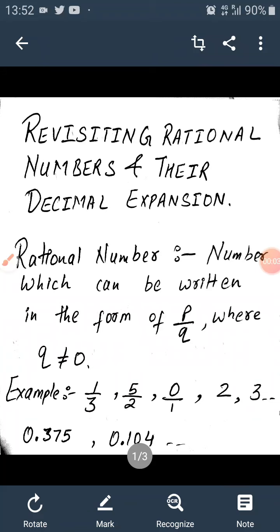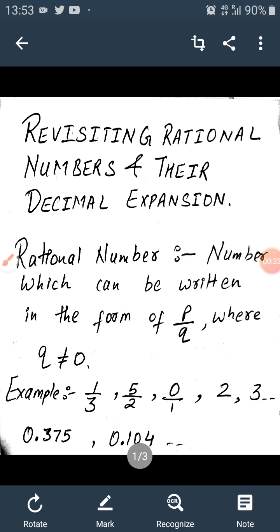Very good afternoon, students. Our today's topic is revisiting rational numbers and their decimal expansion. So first you should know what a rational number is. A rational number can be written in the form p by q, where q is not equal to 0, meaning the denominator should not be equal to 0. For example, 1 by 3 where q is equal to 3, 5 by 2 where q is equal to 2.